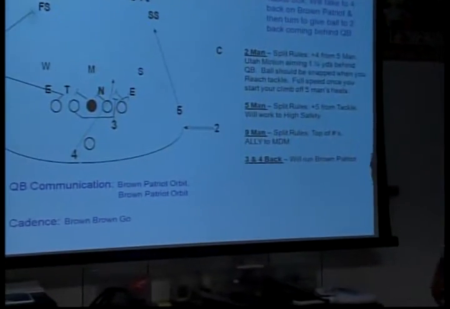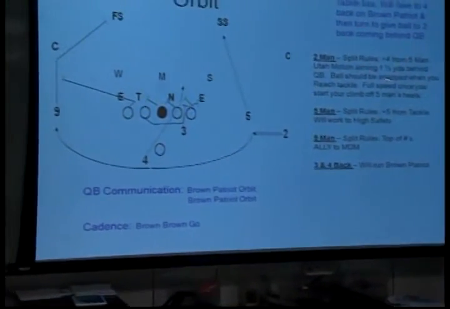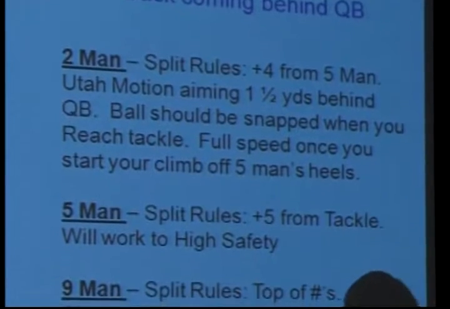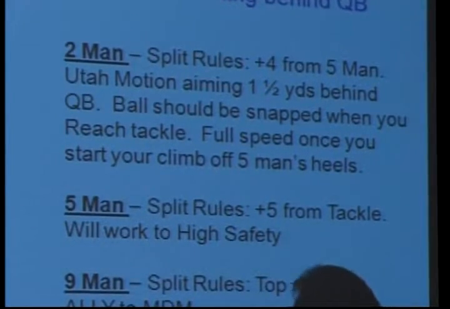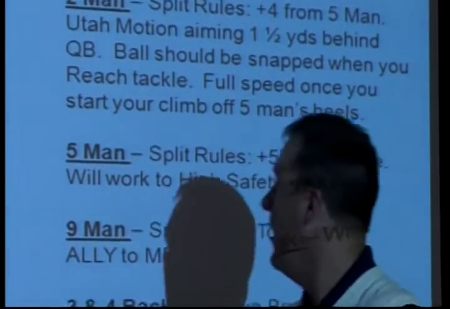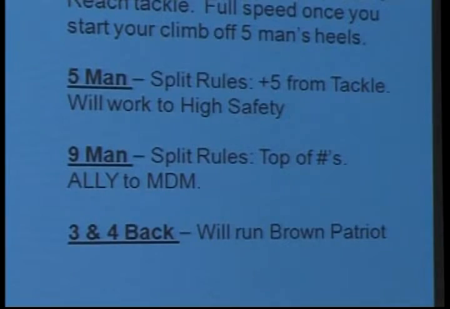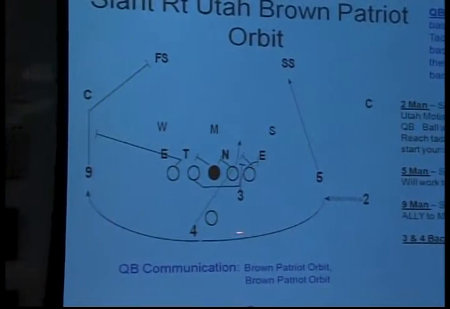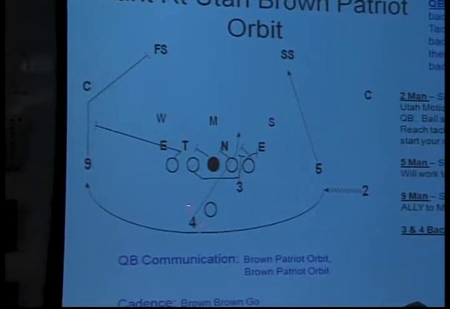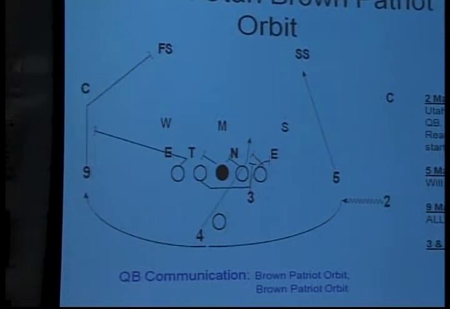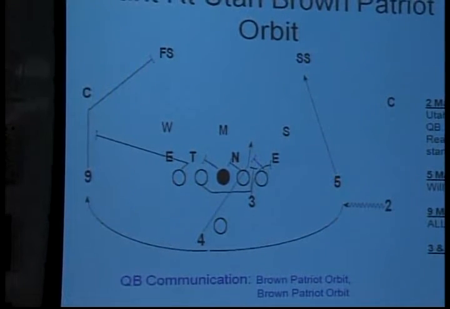Back into the line of scrimmage. Again, 2-man rules. He's +4 from the 5-man. The 5-man's going to be inside of the hash, or +5 from the tackle. Probably be a -1 inside the hash, then thereabout. And then we want him just shortly thereafter, 4 yards outside of him. Like I said, ball should be snapped when you enter the tackle box, full speed. Start your climb off the 5-man's heel, and we've talked about how close we want you here. That's the coaching point. 5-man, like I said, there's your splits, +5 from the tackle. You're going to work to the high safety.